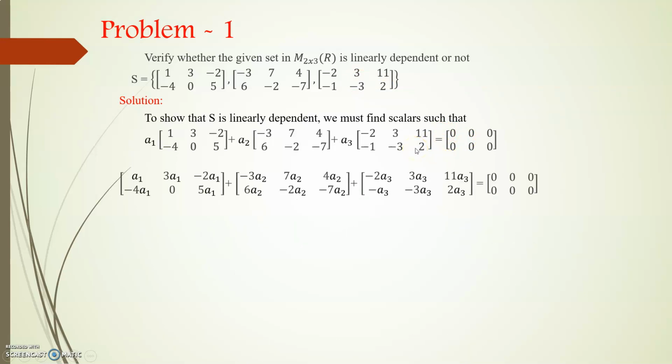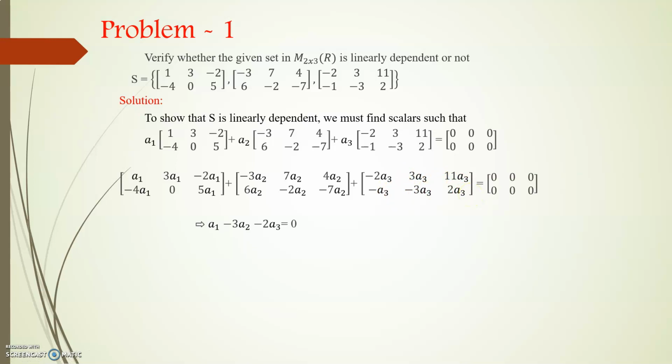Next, multiplying the scalars inside the matrix, we get a1, 3a1, minus 2a1, minus 4a1, 0, 5a1. Next, multiplying the other scalar inside, minus 3a2, 7a2, 4a2. Second row, 6a2, minus 2a2, minus 7a2. Next, multiplying the other scalar a3, we get minus 2a3, 3a3, 11a3, minus a3, minus 3a3, 2a3.